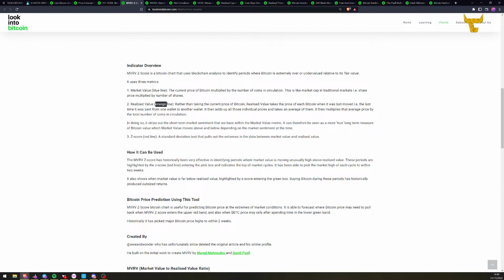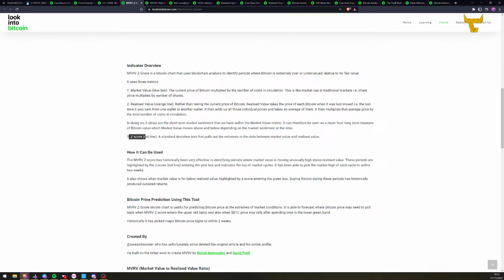Realized value, the orange line, rather than taking the current price of Bitcoin, takes the price of each Bitcoin when it was last moved, so the last time it was sent from one wallet to another wallet. It then adds up all of these individual prices and takes an average of them. It then multiplies that average price by the total number of coins in circulation. So it takes into consideration the price of Bitcoin when each Bitcoin is being moved.